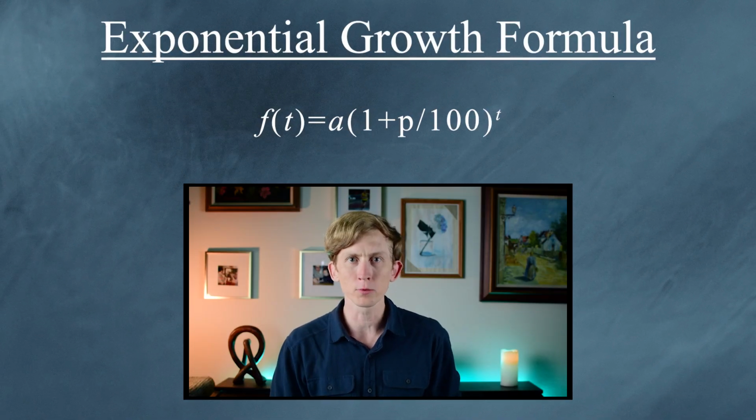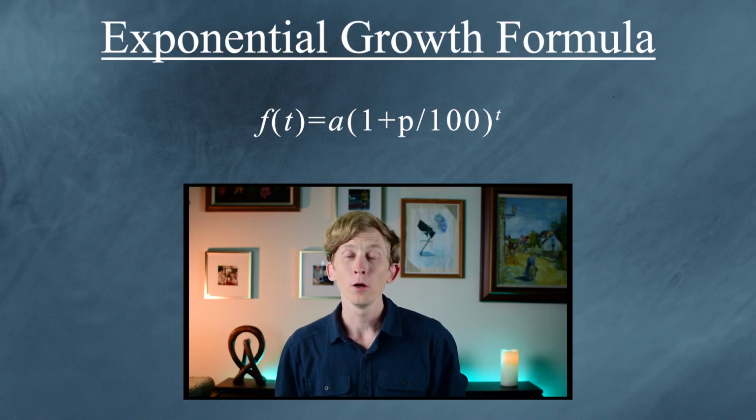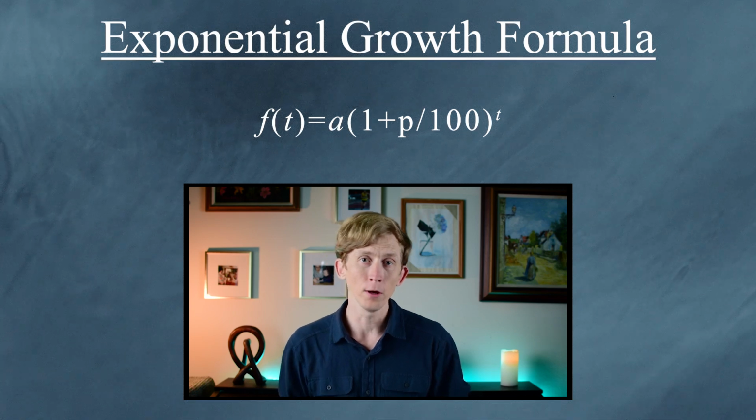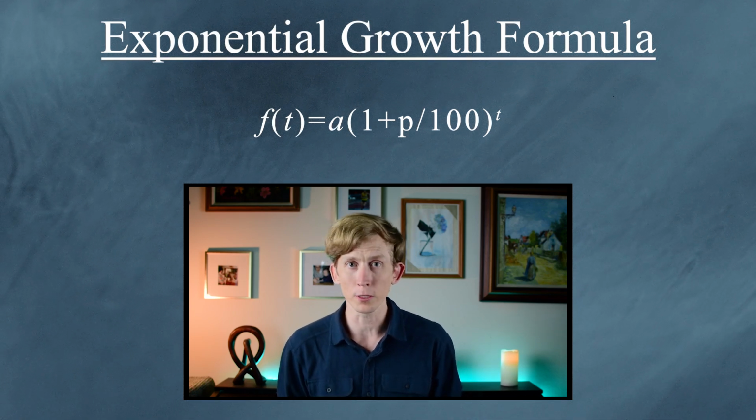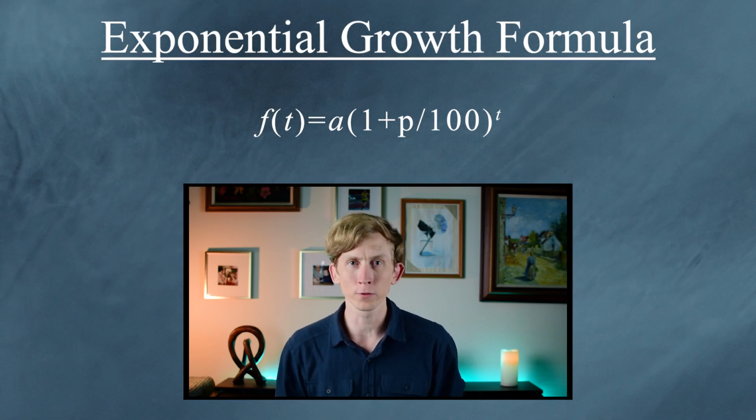Exponential equation problems on the digital SAT are hard, so let's get right to it. The equation you need to know is f of t is equal to a times (1 plus p over 100) to the t, where a is whatever you start with at time 0, p is the percentage increase per time period, and t is the number of time periods.